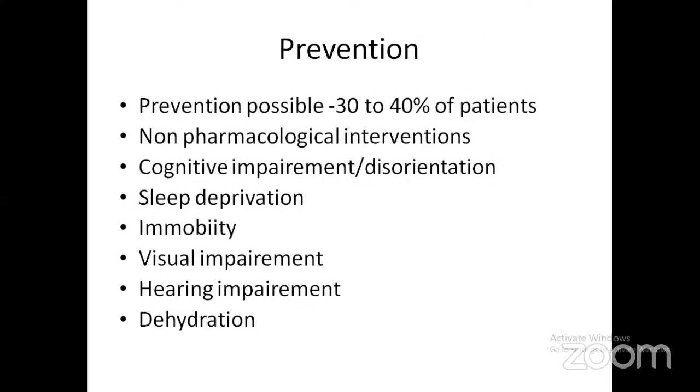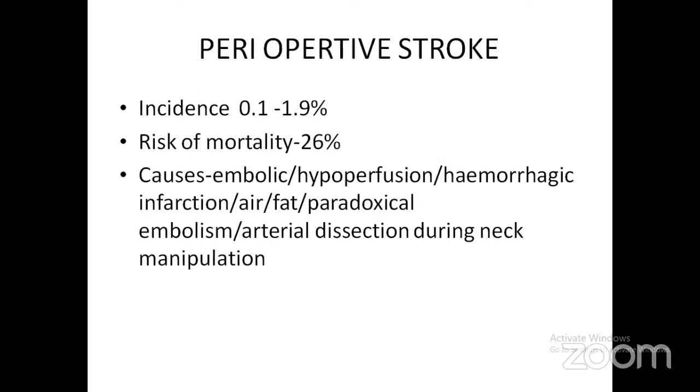Prevention of delirium. Post-operative delirium can be prevented and decreased in up to 30 to 40% of patients. Non-pharmacological interventions are counseling the patients by assessing cognitive impairment and disorientation, avoiding sleep deprivation and encouraging more sleep hours, early mobility, correcting visual and hearing impairments, and correcting dehydration. Next is perioperative management.